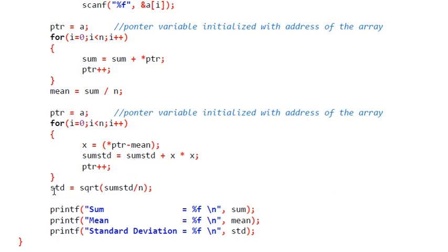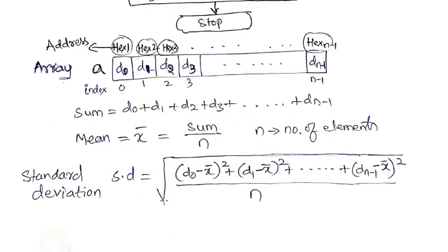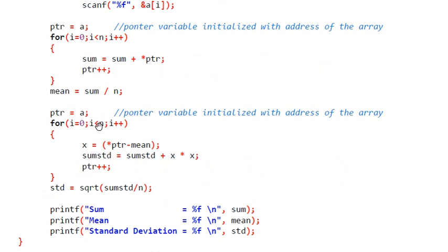Then what is the standard deviation? Standard deviation is the square root of sum std divided by n. So square root of sum std, whatever the sum, divided by n. So we are going to calculate this. This is the sqrt function used in the program, and the numerator is sum std divided by n. And I already told you sqrt is the function that is available in the math library.